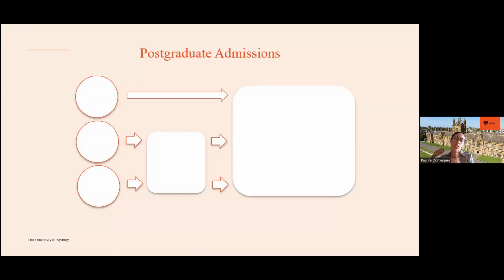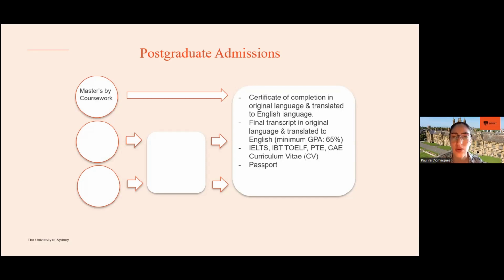Now, moving on, postgraduate. If you're interested in a master's degree here at the University of Sydney, we will need the certificate of completion in the original language and translated to English, and the final transcript in the original language and translation. We will need the equivalent to 65% on the Australian grading system, okay? So don't worry, I will tell you what the equivalent is in your country. But all the students interested in doing a master's degree here need to meet our minimum academic requirement, which is the equivalent to 65% in the Australian grading system.